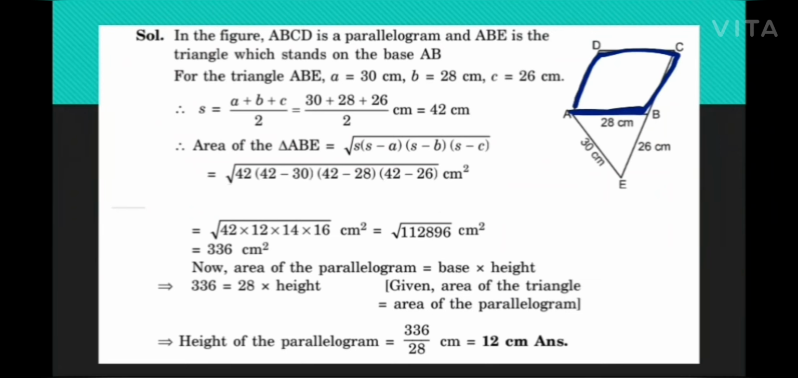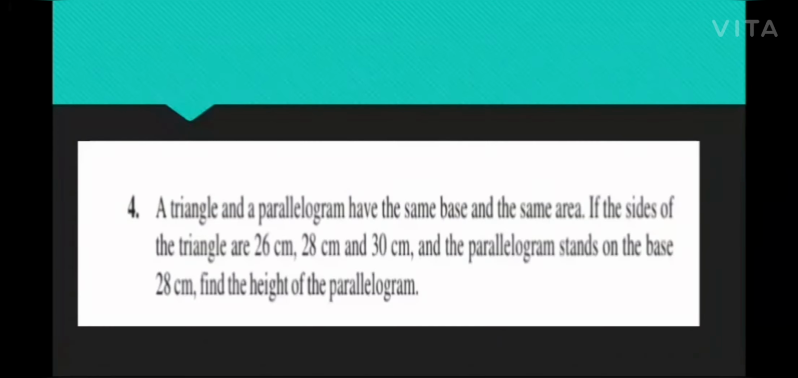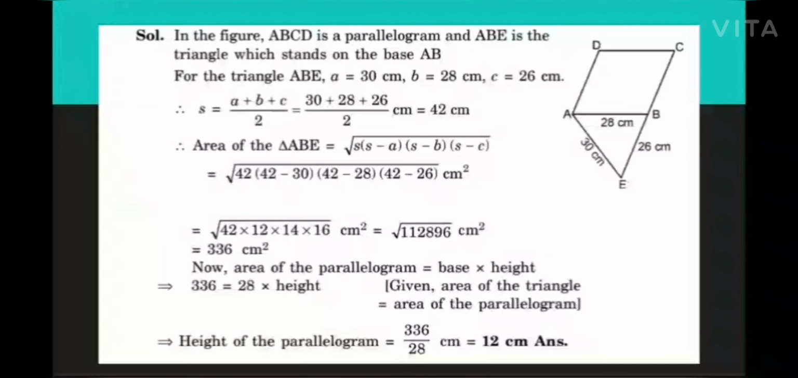Okay, so since the area of this one is 336 centimeter square, the area of the parallelogram is also 336 centimeter square. Just put 336 in place of the area of the parallelogram. The base is given as 28, and you need to find the height. That means the height of the parallelogram will be 336 by 28, which is equal to 12 centimeter. In this way you have to solve question number 4.